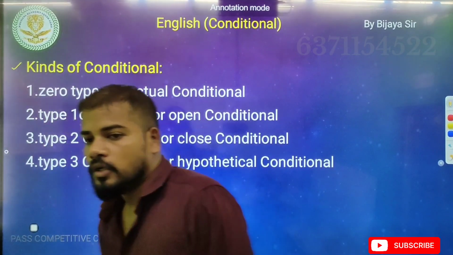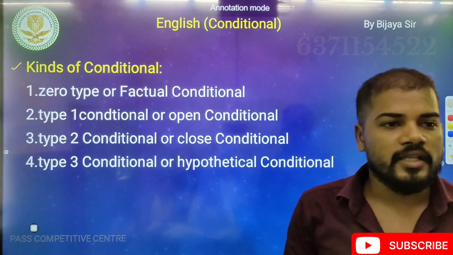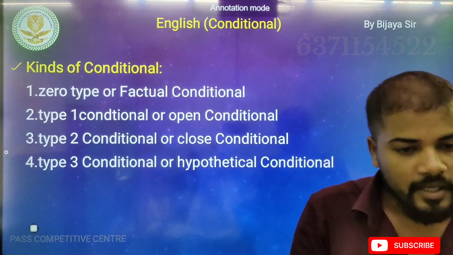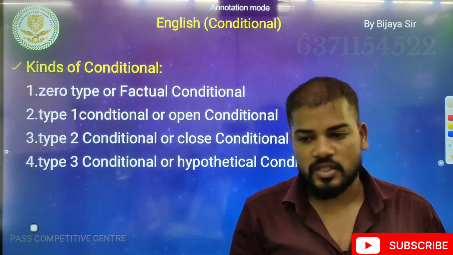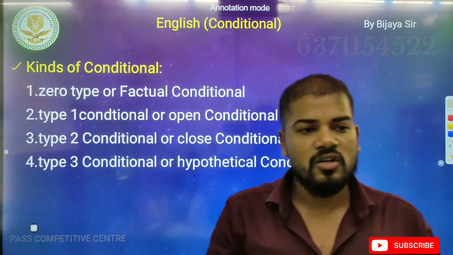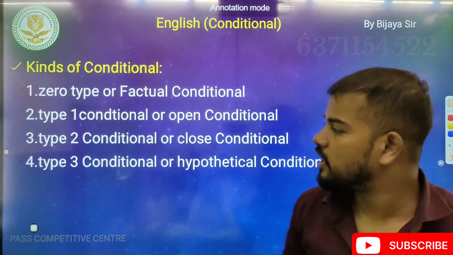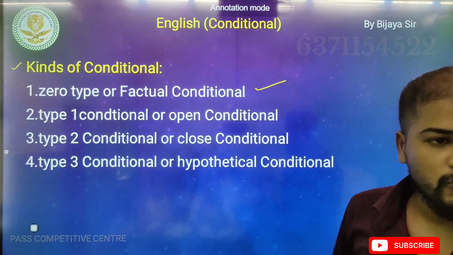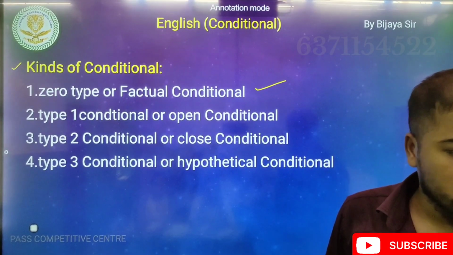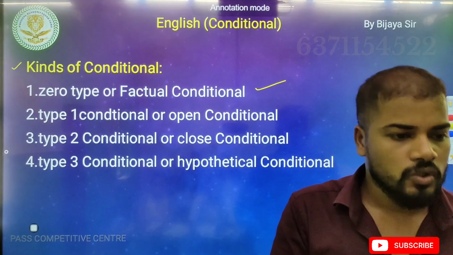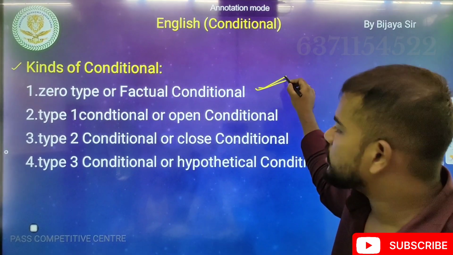Dear students, now we are going to read the kinds of conditional. Conditionals are divided into how many types, and what are the functions of conditional? In our conditional type of sentence, we will normally get four types of conditionals. First one is zero type or factual conditional, where there is no condition. That is zero type conditional.